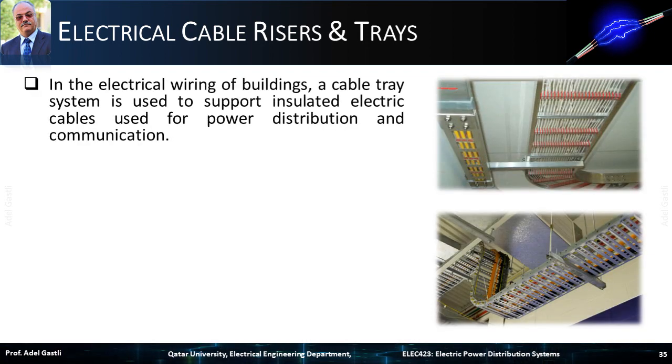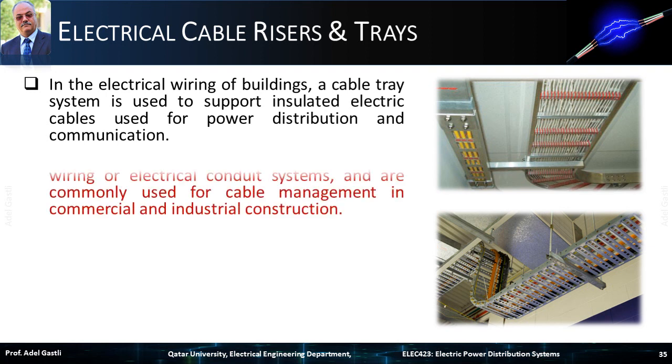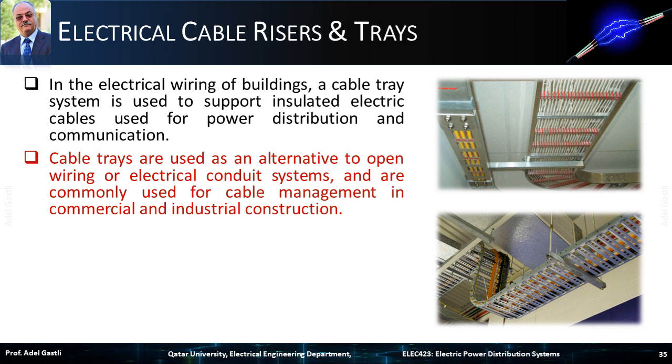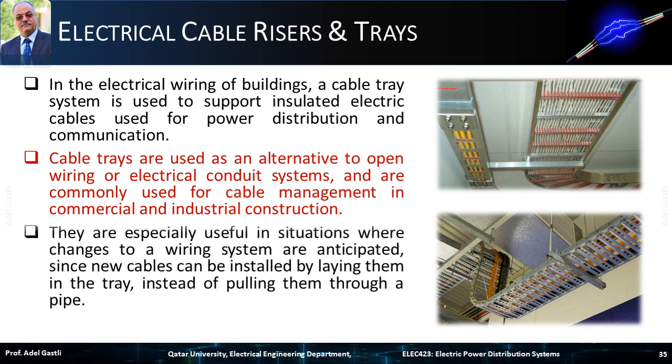In the electrical wiring of buildings, a cable tray system is used to support insulated electric cables used for power distribution and communication. Cable trays are used as an alternative to open wiring or electrical conduit systems, and are commonly used for cable management in commercial and industrial construction. They are especially useful in situations where changes to a wiring system are anticipated, since new cables can be installed by laying them in the tray, instead of pulling them through a pipe.